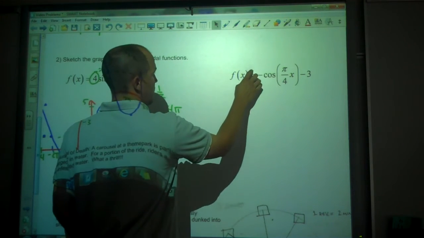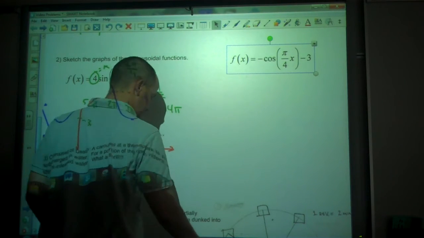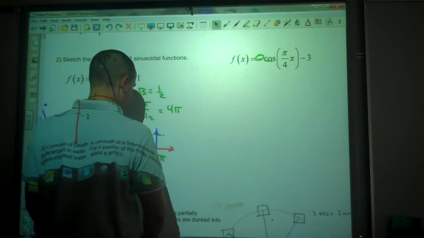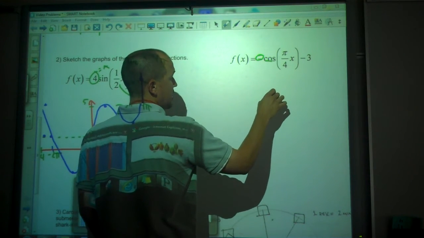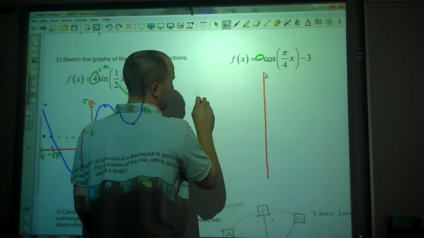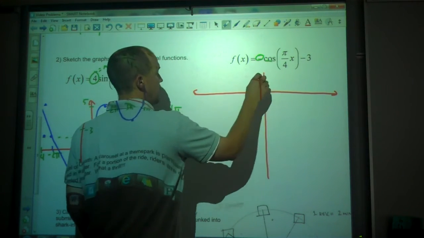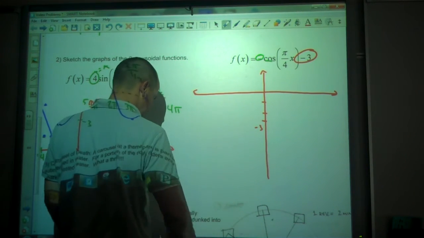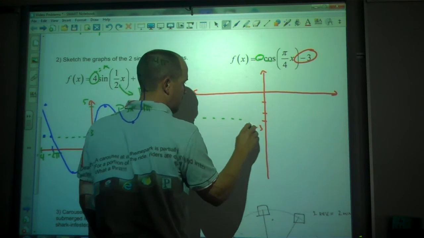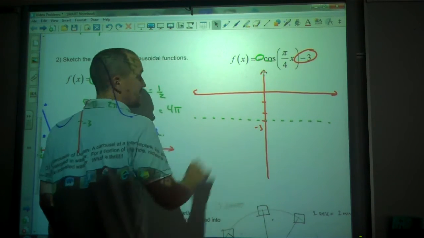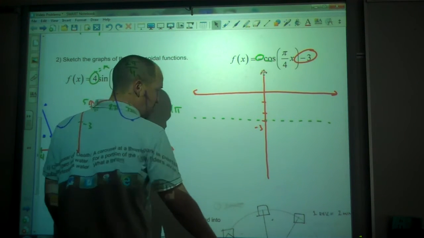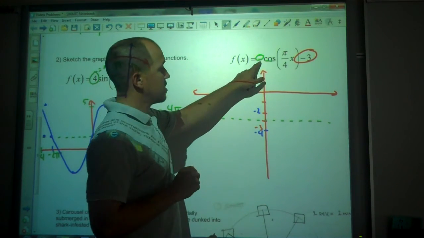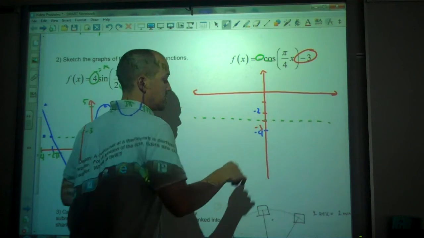Alright, so this guy now. See here. Now it's cosine, and it's flipped. Okay, so I'm going to start by sketching a grid. It's flipped, and it's down 3. Okay, it's down 3, so go down to -3, and draw my dotted line through there. It has a magnitude of 1, but it's flipped. So usually it's going to go from -2 down to -4. And a cosine graph starts at a maximum, but it's flipped, so it's going to start at a minimum.